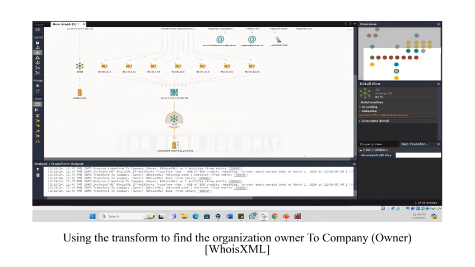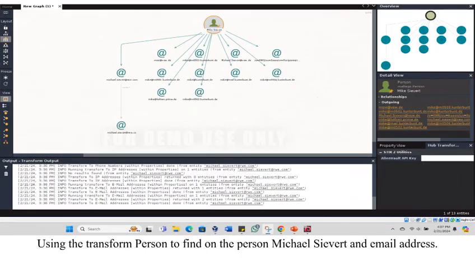And here on our next findings, using the transform to find the organization owner of the company. And on the next slide, the finding using the transform person to find the person, Michael Sievert, and his email addresses.